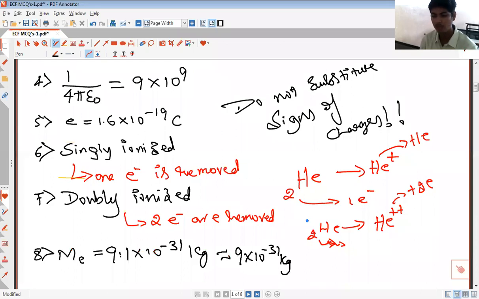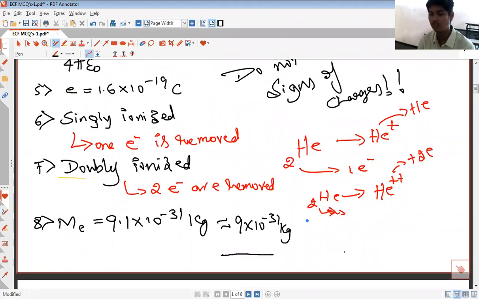The leftover decimals after that, drop them, they are not needed. The 0.1, 0.2 and so on are not required. Approximate the mass of electron as 9 into 10 to the power of minus 31 kg. Right? So these are some important points which you must remember as far as solving MCQs with respect to electric charges and fields are concerned.